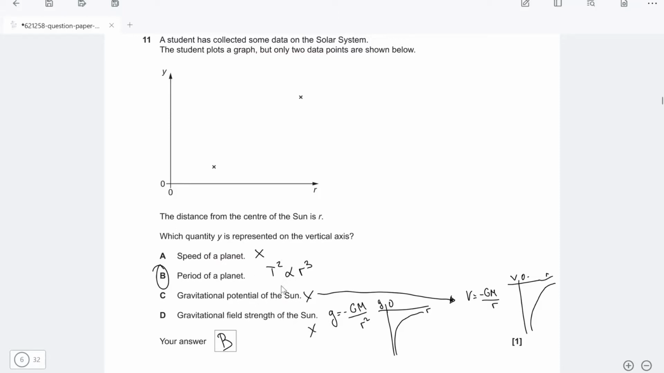Another way to think about it is that Kepler's third law says that the orbital period of a planet is proportional to r squared. Now, because of that, if r increases, T should increase as well. Well, T, if we want to be really precise, should be proportional to r raised to the power of 3 over 2. But either way, in this case, when r increases, T should increase, so therefore the correct answer is B.